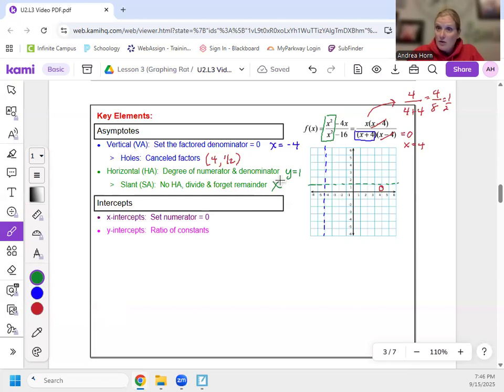Now we're starting to get the shape of our graph, but we need a little bit more, because we need to know exactly where the curves sit. The best way to know where my curves sit is to find some points. The easiest points to find are the x and y intercepts. If it's an x-intercept, then it's something sitting on the x-axis, and my y is 0.